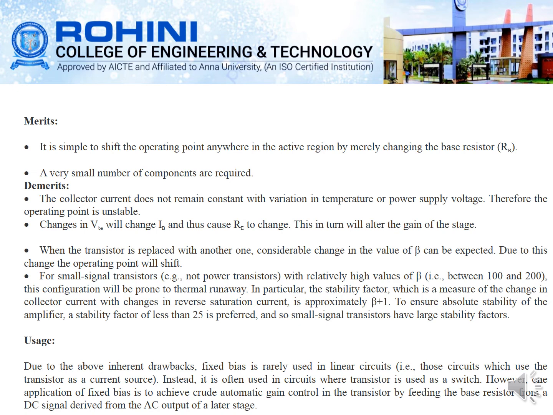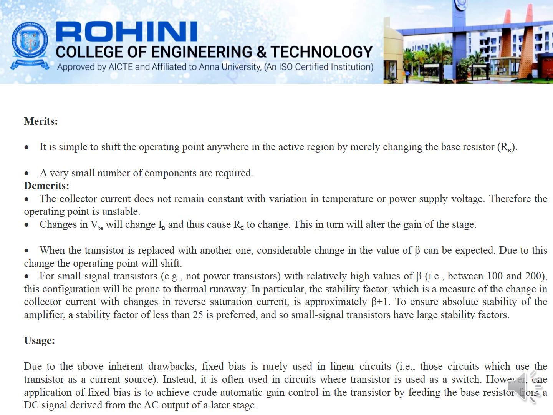So for small signal transistors with high values of beta, if it lies between 100 and 200, then this configuration can exceed the threshold value, so it can cause the thermal runaway problem. In particular, this stability factor we are measuring is the change in the collector current with the change in the reverse saturation current, which we call 1 plus beta. To maintain this stability, a stability factor of less than 25 is preferred, but the small signal transistors have large stability factors.